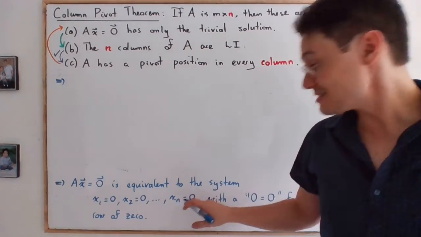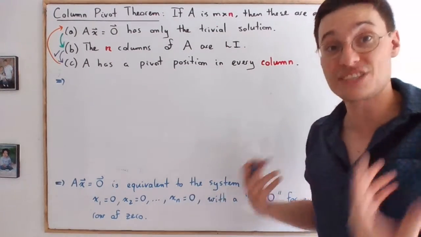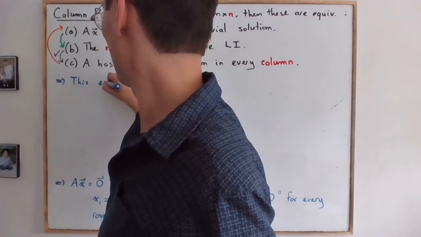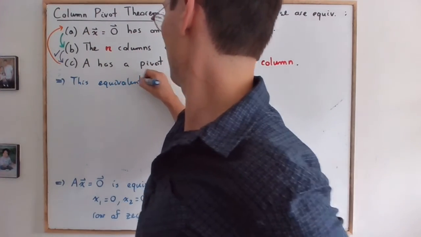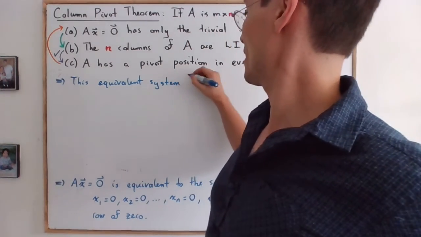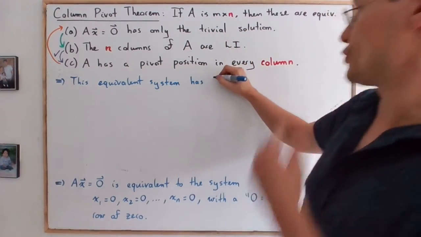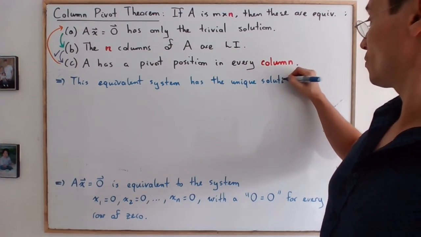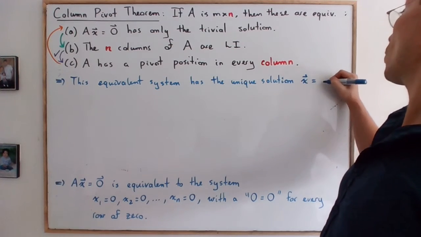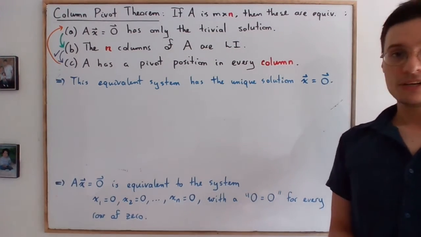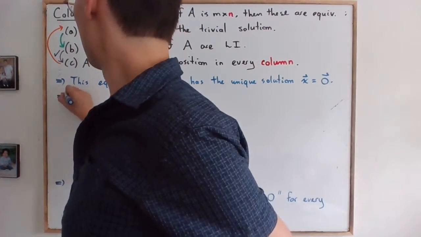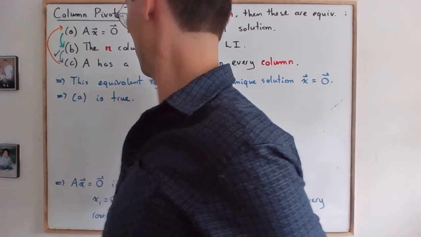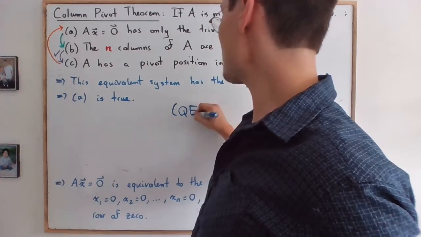And this is actually the solution. It has a unique solution. So this equivalent system has the unique solution x equal 0. So as a result, A is true. And this completes the full proof.